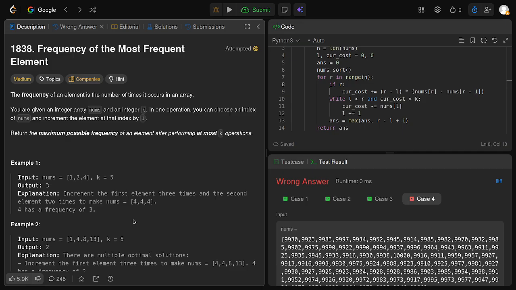Okay, I need a different way of calculating for each range. What is the sum needed to make the previous numbers the last number? And I mean, if we expand the pointer to the left, it will just keep increasing. So my idea is to use binary search.